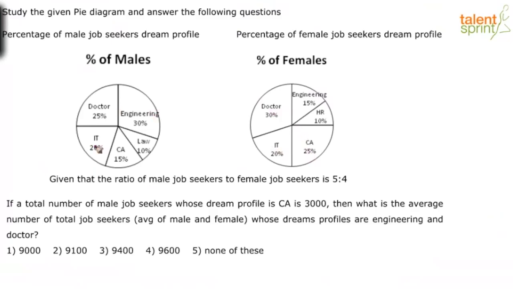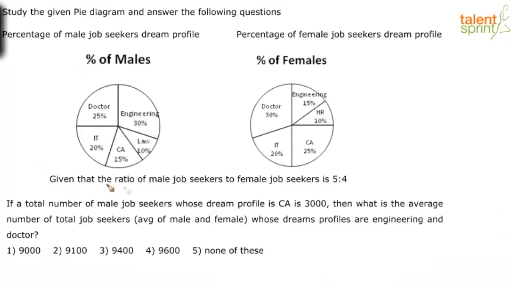So if you see, the total will add up to 100% in both cases. 30 plus 10, 40, plus 15, 55, plus 20, 75, plus 25, 100. Here for females, 15 plus 10, 25, plus 25, 50, 50 plus 20, 70, 70 plus 30, 100. So 100% of males distributed across different streams, 100% of females distributed across various streams here.